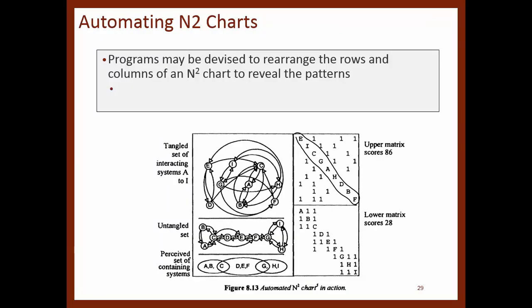Programs may be devised to rearrange the rows and columns of an N-squared chart to reveal the patterns. This is similar to what you saw in your facilities planning class, the computerized layout procedures that align departments according to the interactions between them. So we can also apply some of those techniques to start seeing the connection between some of these entities in our system. I think that's what we are trying to illustrate here. Here's the initial description of the system. Then as we start aligning them, we can see how everything follows a structure according to their interactions.